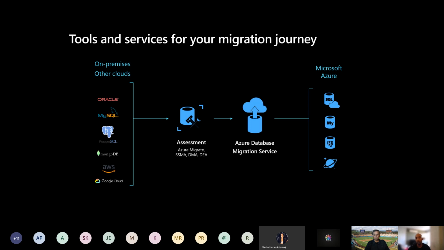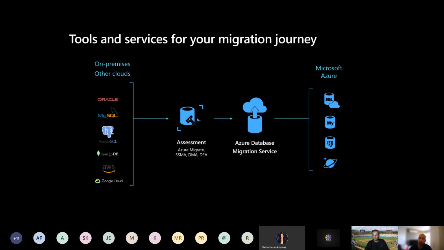If you have databases like Oracle, which we consider as heterogeneous flavors of databases compared to SQL, we provide a tool called SSMA, which will help you assess your Oracle database for compatibility, for feature parity, if you want to move to SQL on Azure. Then we have Data Migration Assistant, which we refer to as DMA. And DMA basically does your assessments for SQL Server to, again, determine the compatibility and feature parity to move to Azure.